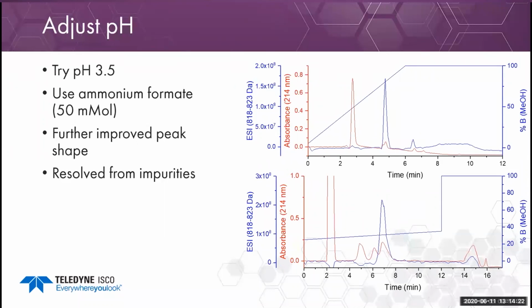To lower the pH, I use ammonium formate, which buffers at pH 3.5. The peptide elutes as a single peak now and is mostly resolved from impurities. This purification would give both good purity and good recovery.